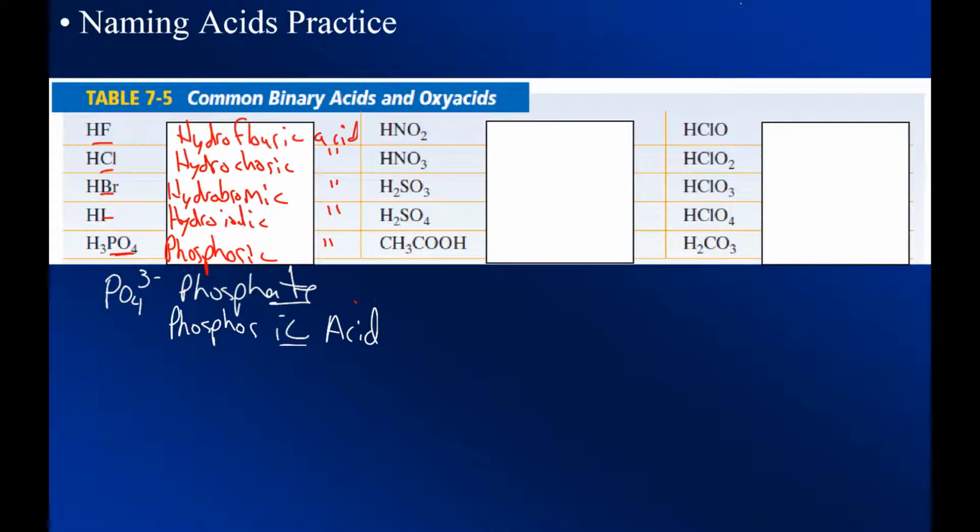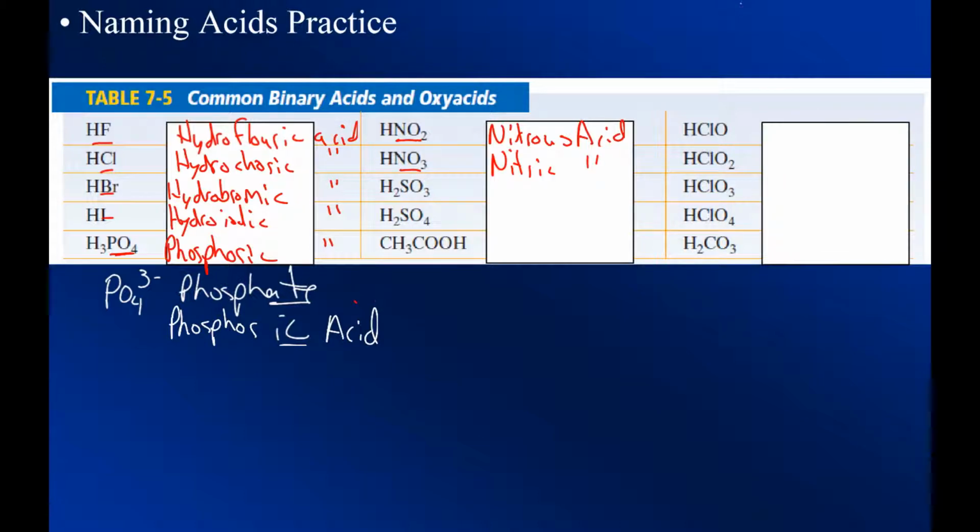Next one. If you notice, we have NO2, NO3. What we want to find out is which polyatomic ion it's attached to. So if we look on our polyatomic ion chart, NO2 is nitrite. Remember, naming acids, ite becomes ous. So that would be nitrous acid. Next one, that's an acid made from the nitrate ion. So that would be nitric acid.